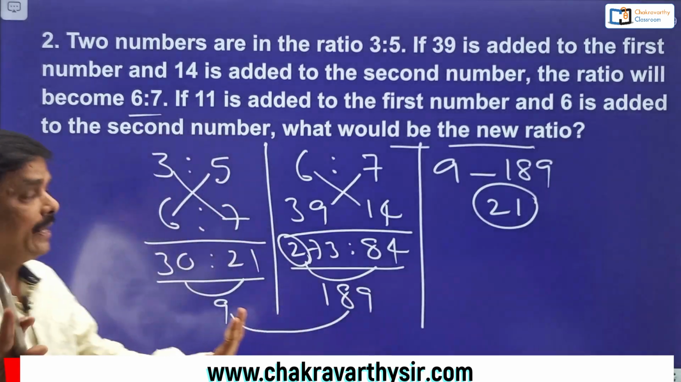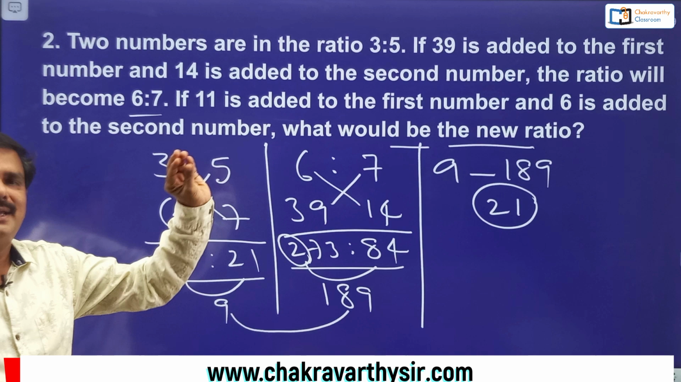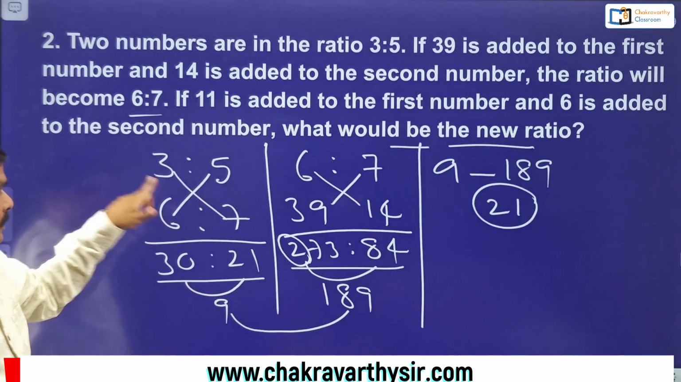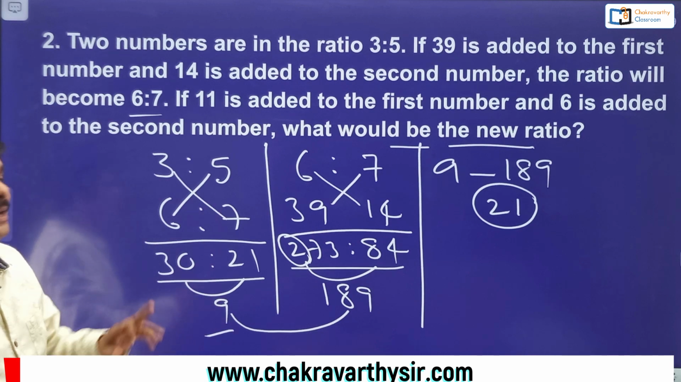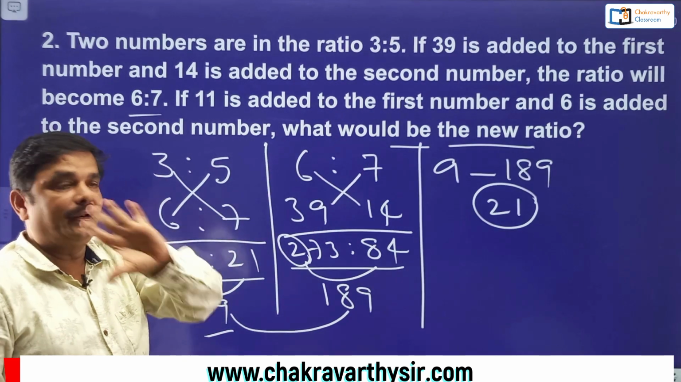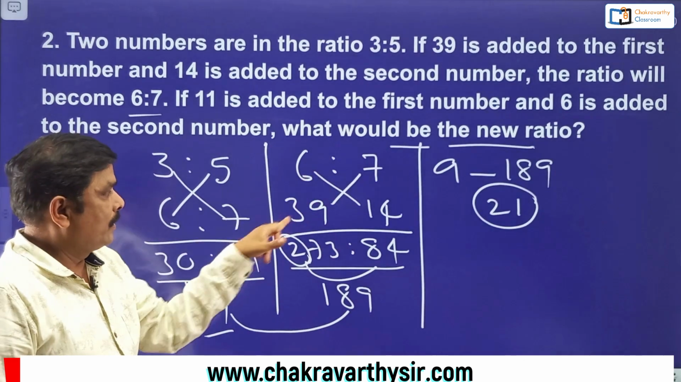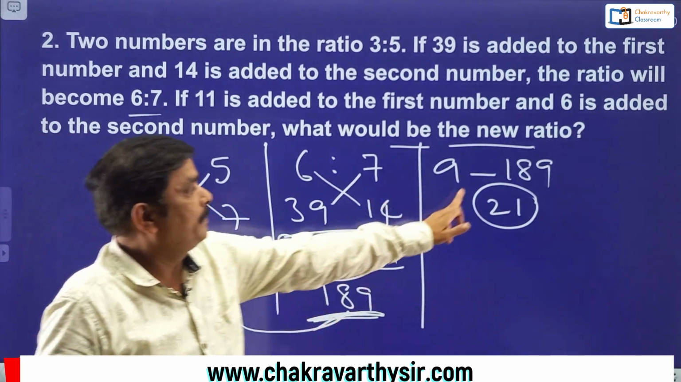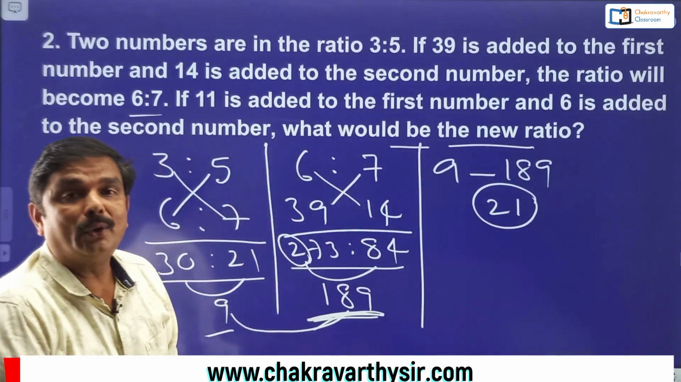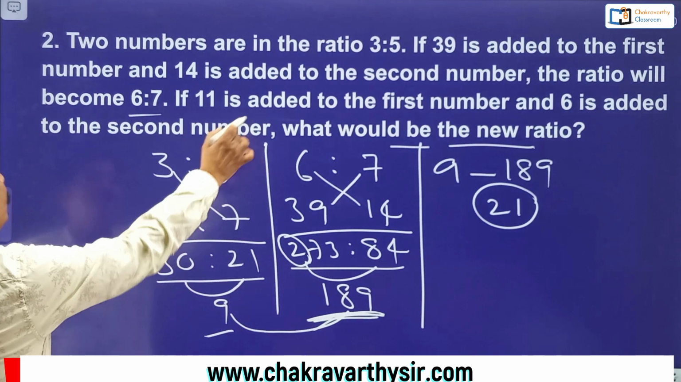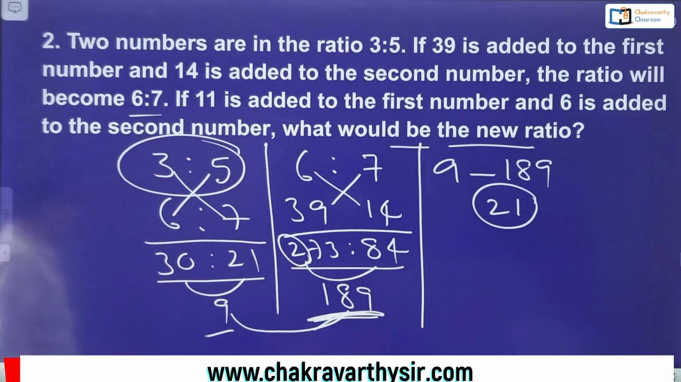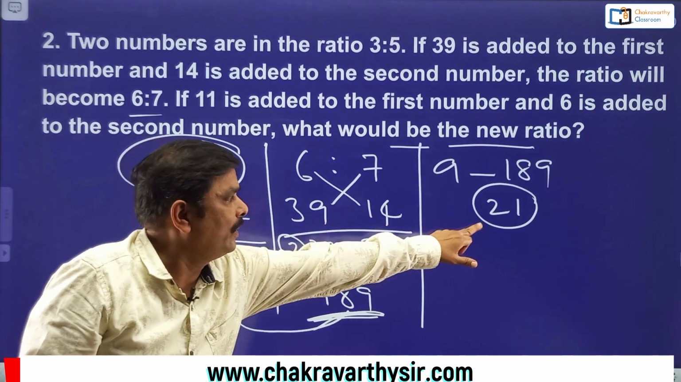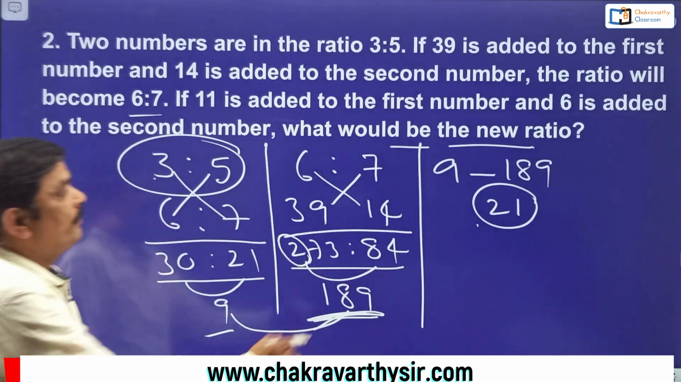Isn't it, students? How did I do? Let's have a quick recap here. In a nutshell, I'll tell you. 3:5, original ratio, new ratio, cross multiplication, difference 9. Now here, 6:7, final ratio, after adding 39 and 14, cross multiplication, the difference is 189. Now here, 9 parts 189, 1 part is equal to 21. Now the old numbers are 3:5. So 1 part is equal to 21. 3 parts is equal to 3 into 21.